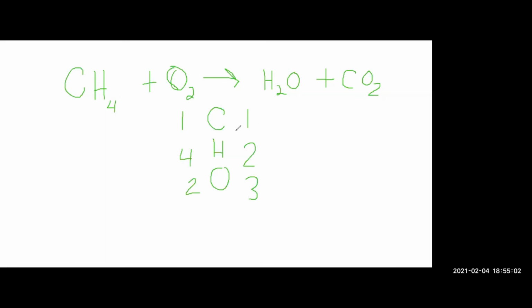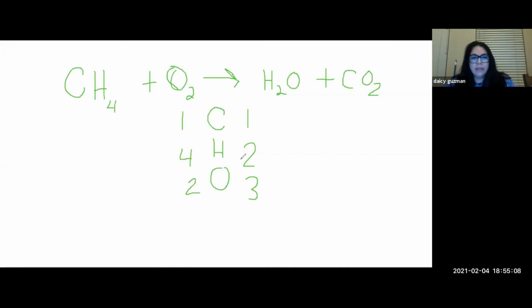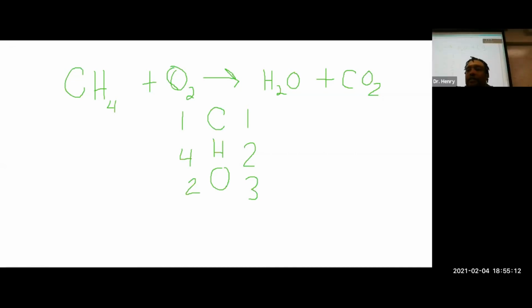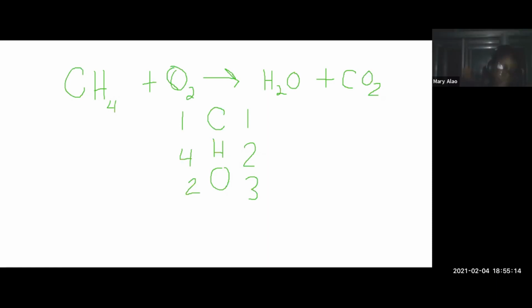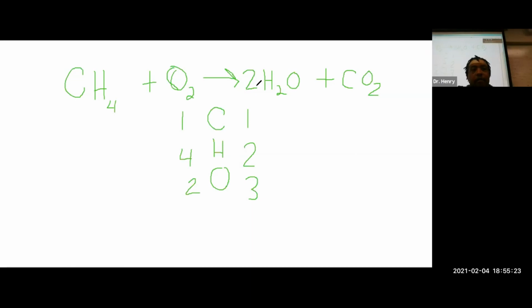Okay, so are carbons balanced? Yeah. What about our hydrogens? Imbalance. Okay, so we need to balance our hydrogens. How would we balance our hydrogens? Add 2 in front of H2O. So we'll add a 2 in front of it. That's right. Why in front of it? Because it's a coefficient.